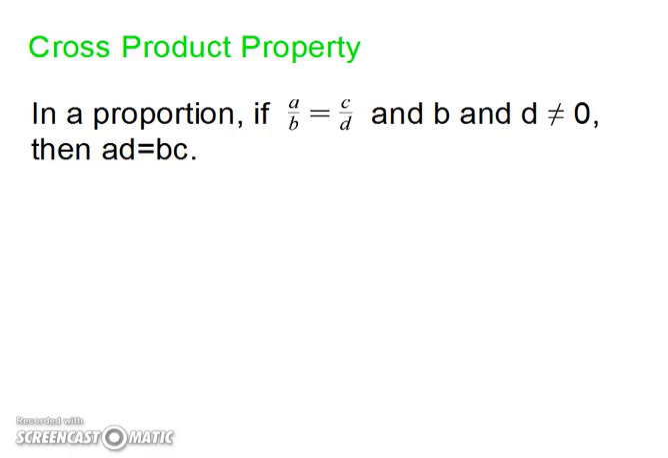The cross product property. In a proportion, if A over B equals C over D, and B and D are not 0, then if you multiply A times D, it's going to equal B times C. Some of you may have heard it before as cross multiplication. Let's try a couple of examples together.